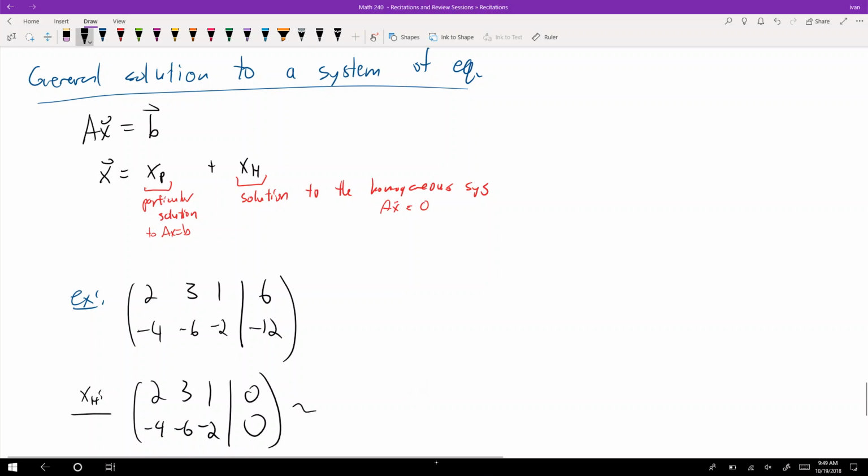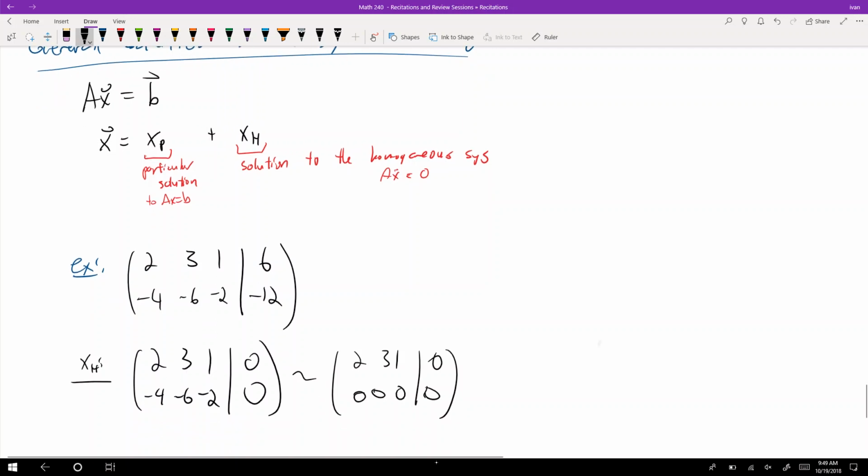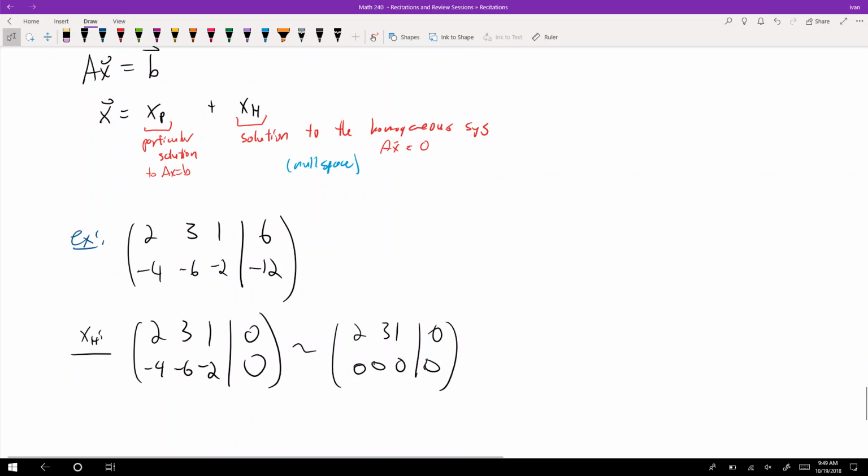All right, reduce. So we get rows of zeros on the bottom, and now we just want to find what this is. So this is really finding what the null space is, right? I guess another way to look at this first part is xh is the null space. But anyways, okay, so now we've got to solve this.